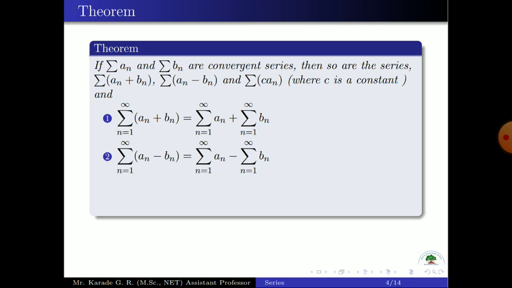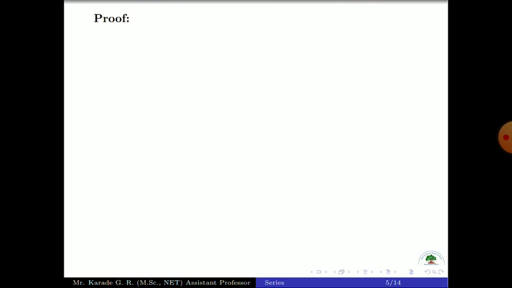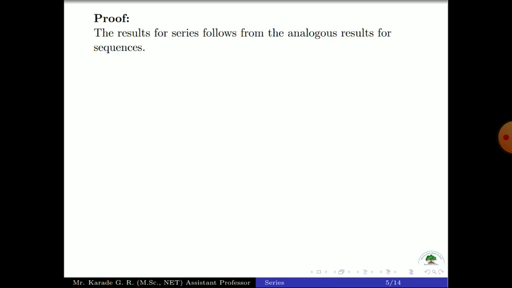Summation an minus bn is the same as series an minus series bn, and series c into an is equal to c into series an. So let us write the proof of all these three statements. Proof: the results for series follow from the analogous results for sequences.